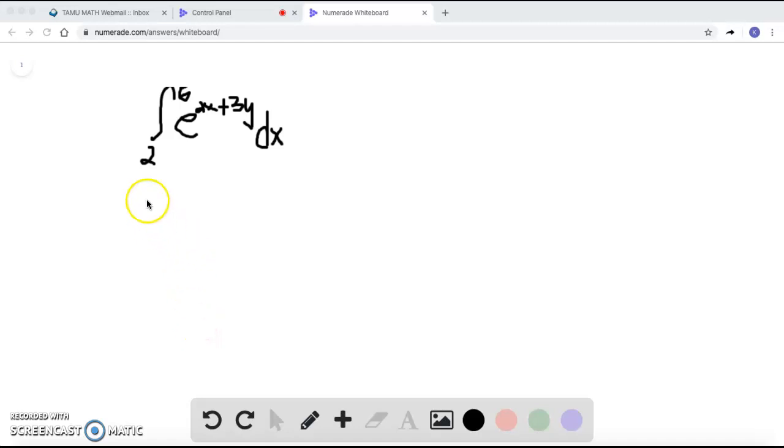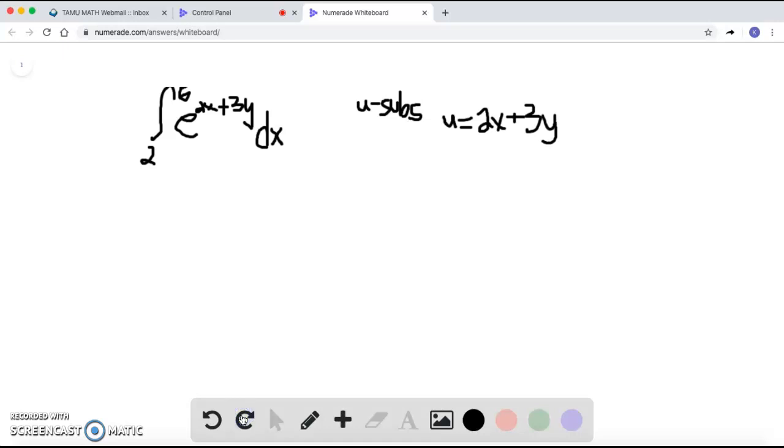So today we will be solving the integral from 2 to 6 of e to the 2x plus 3y dx. Now, the first thing we do when we look at this is we can figure out how to integrate e to the x, something simpler. So we want to use what's called u substitution. And to do that, we have to pick what our u is going to be. So our u in this case is going to equal 2x plus 3y.